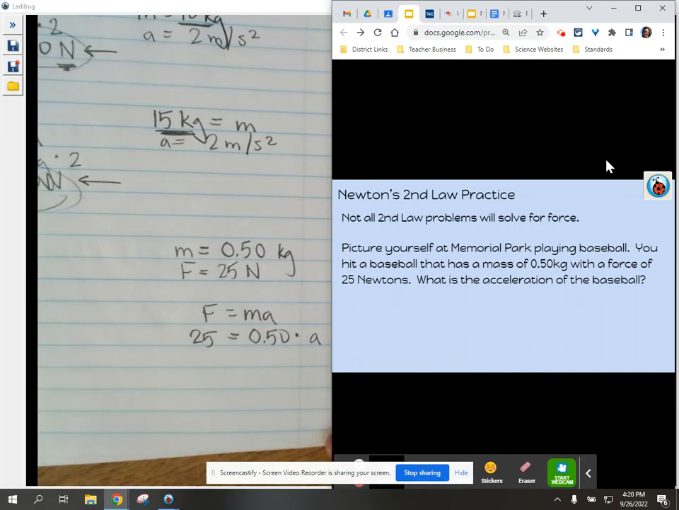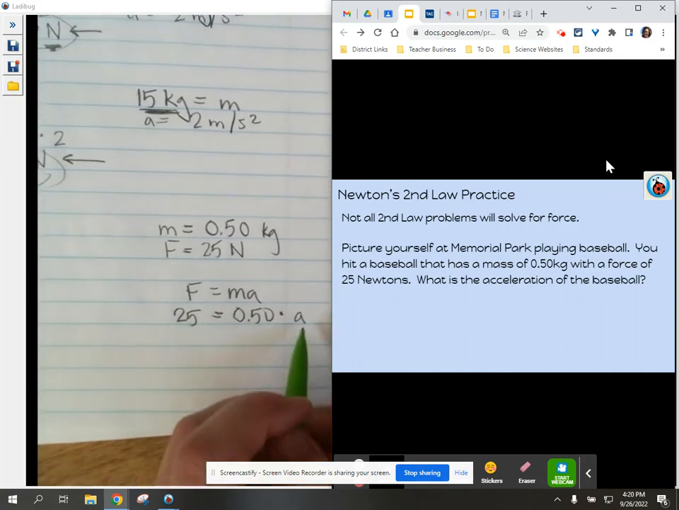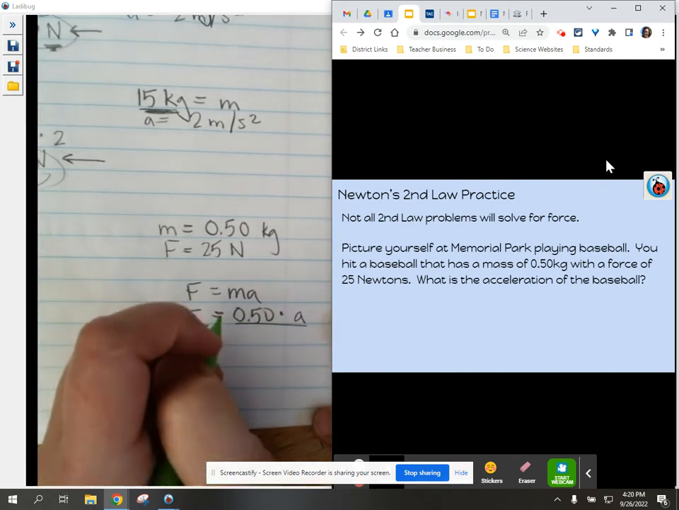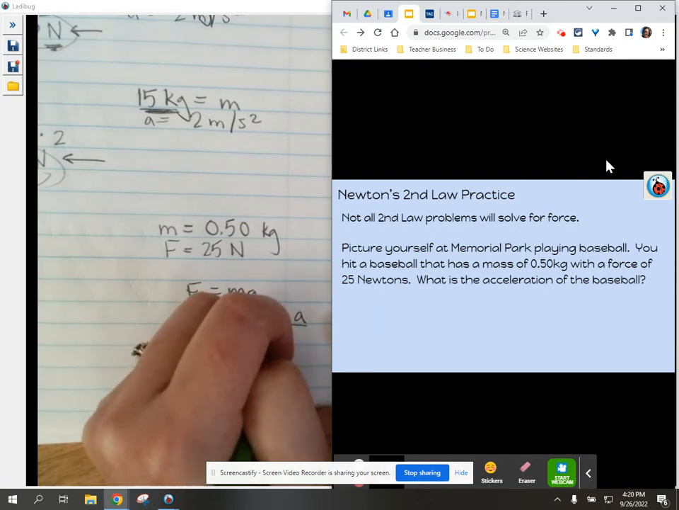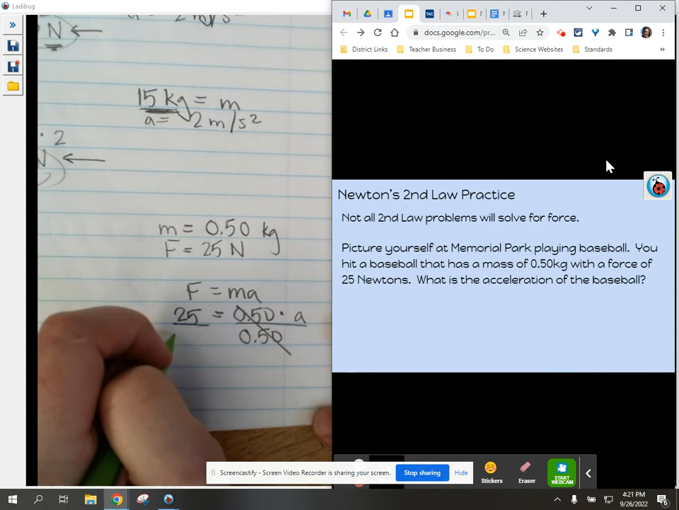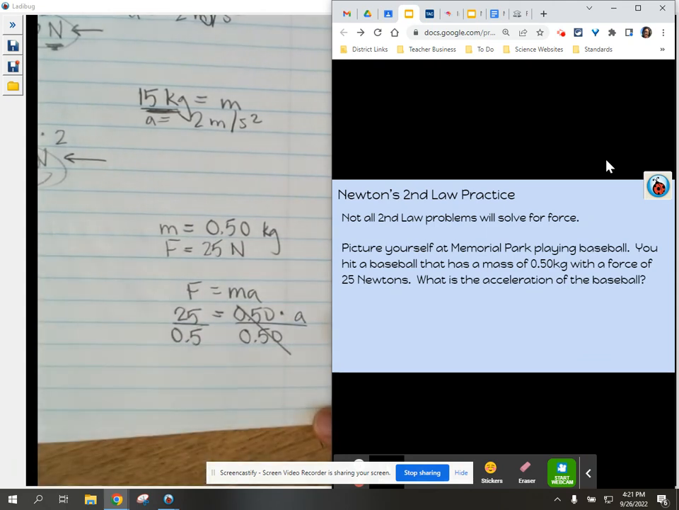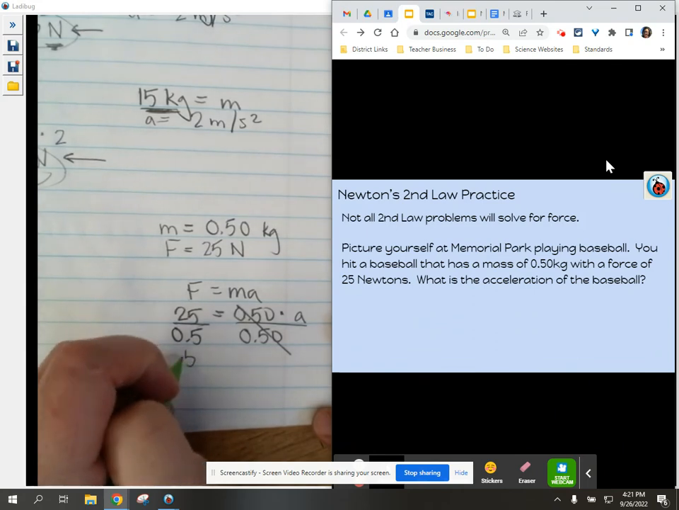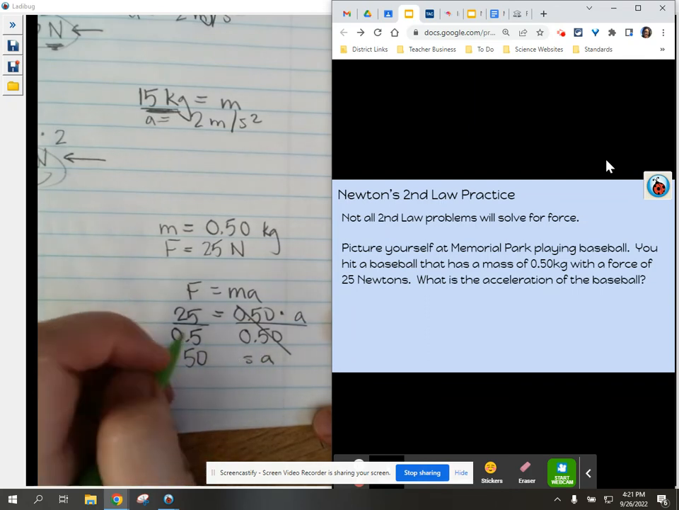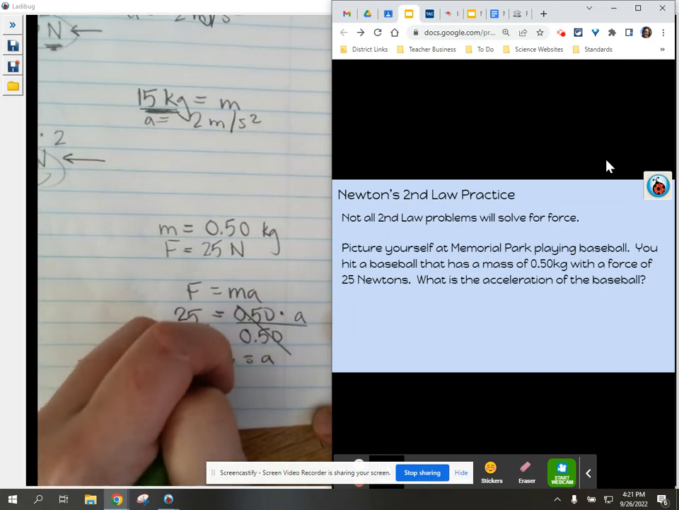So how do we get acceleration by itself? We're going to need to do what to both sides? We're going to need to divide both sides by 0.5. So those will cancel out. And if we divide this by 0.5, what are we going to get? So if you need a calculator, use that. Tell me what you get. You should get 50 is the acceleration. And what's our unit? For acceleration, it's always meters per second squared.